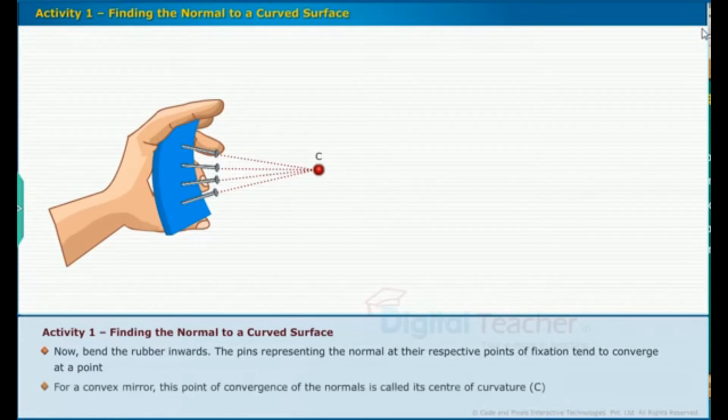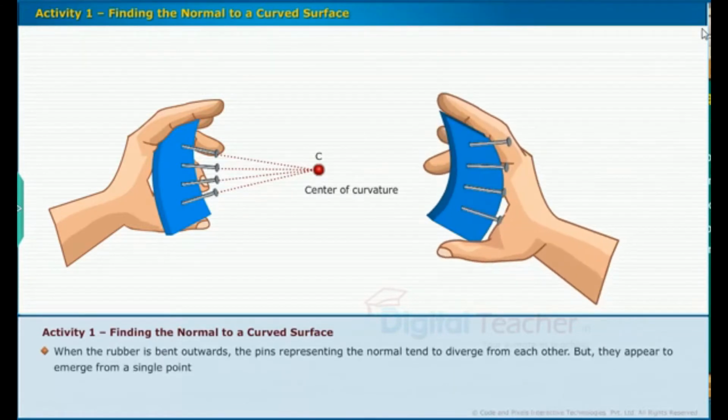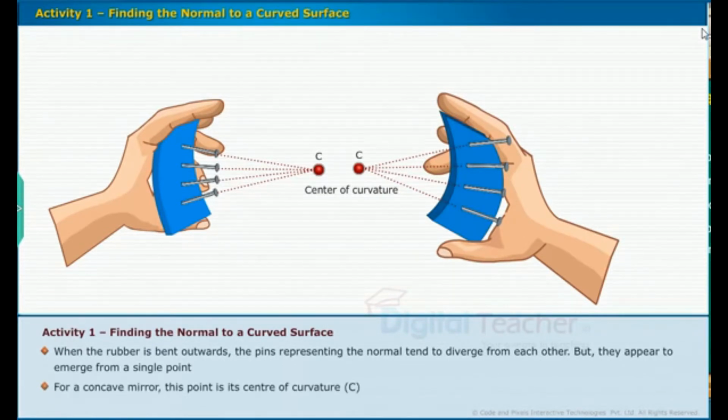For a convex mirror, this point of convergence of the normals is called its center of curvature C. When the rubber is bent outwards, the pins representing the normal tend to diverge from each other, but they appear to emerge from a single point. For a concave mirror, this point is its center of curvature C.